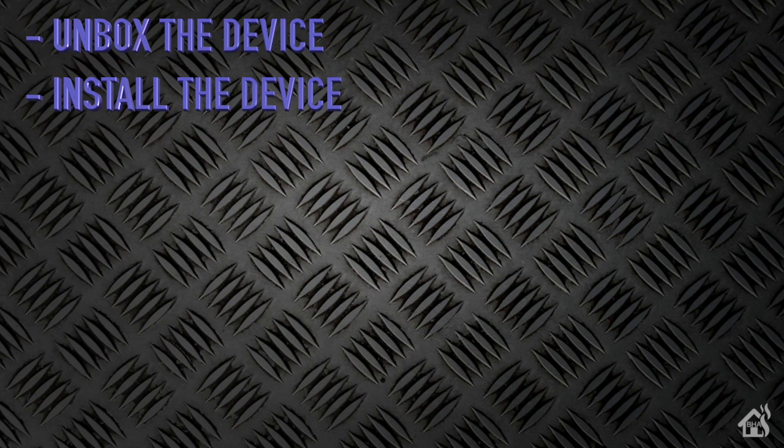So let's do a quick run through everything we're going to cover in this video. For starters, we will start by unboxing the device. Once we do that, then of course we're going to try to get this thing installed in the wall, and we'll kind of walk through that a little bit. Once we have it installed, then we're going to get it added into the Tuya Smart Life app, just to show you how that works.